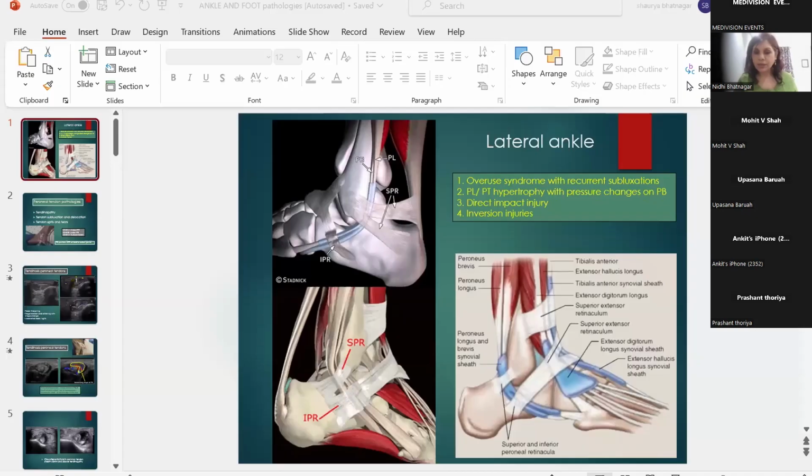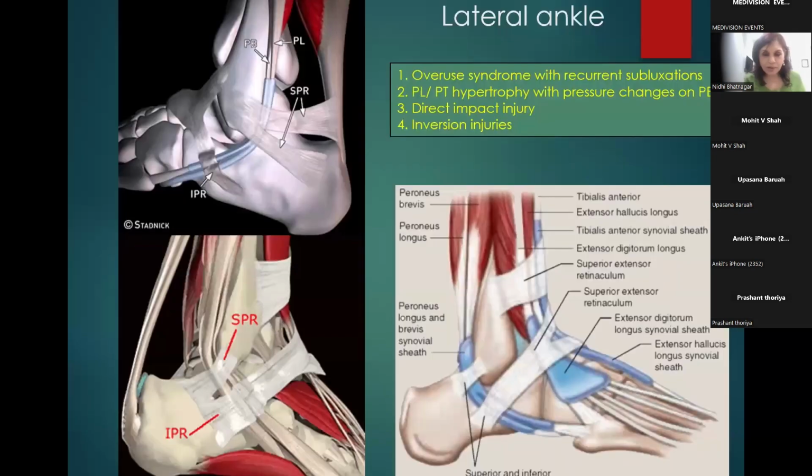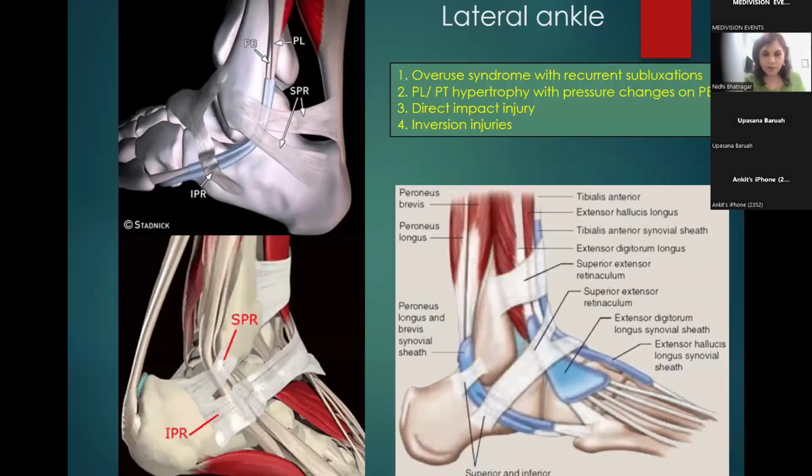Full screen, right. So hi, once again, everyone, thank you so much for joining in to another webinar in the MSK series. It's all Ankit's curating. After a fantastic presentation from Upasana, I will be more or less repeating what Upasana showed, because I'll be talking only on peroneal tendons.